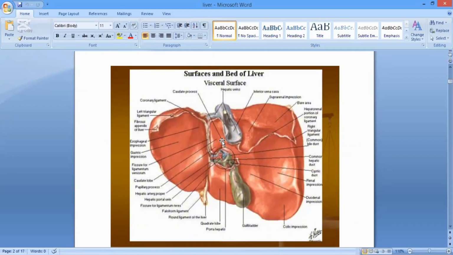And below to the left here, you can see this rounded elevation, and this rounded elevation is called the papillary process. So this caudate lobe, which is located between the inferior vena cava and the fissure for the ligamentum venosum, has a downward extension to the right side, which is going to continue with the right lobe of the liver, and on the left side, downwards and to the left, it presents a small round elevation called the papillary process.